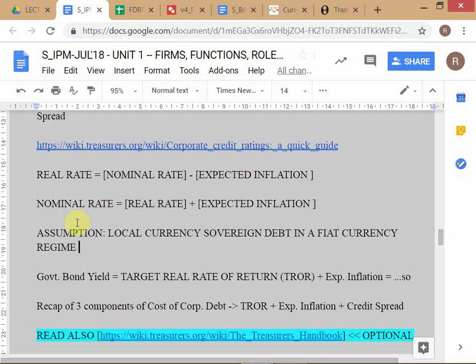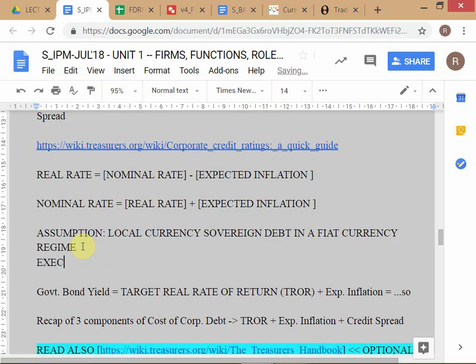So the reason we say that local currency sovereign debt in a fiat currency regime is considered to be risk-free is because obviously the government can just easily print that money and pay you back. So that's not a concern. The exception is the Russian default, because the Russian default was on their ruble bonds, in I think 1997 or 98. We can check that, but it's 97, 98 essentially. There was a big Russian default.